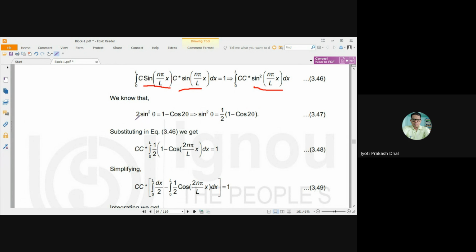And again we know that 2 sin square theta equals 1 minus cos 2 theta. So sin square theta equals half into 1 minus cos 2 theta. Now substituting this value here, sin square theta equals 1 minus cos 2 theta divided by 2.